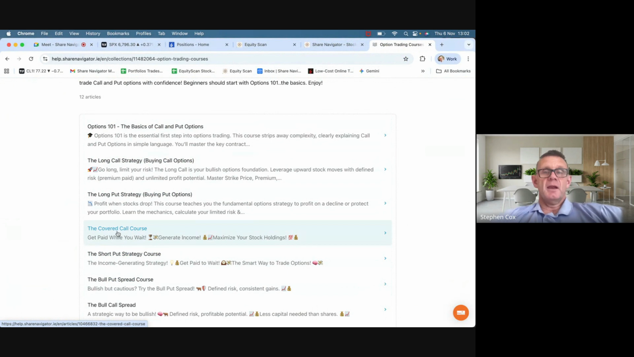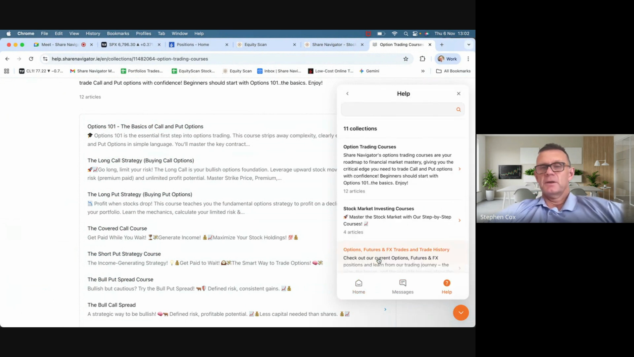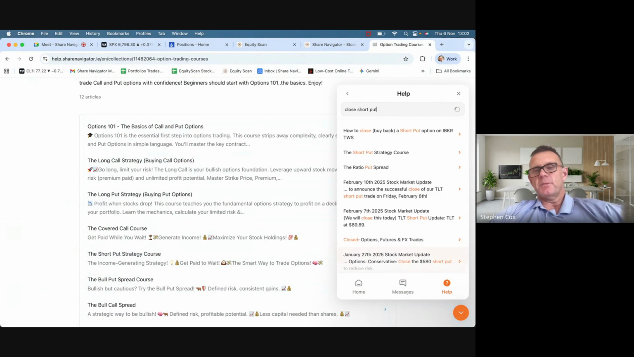But a little feature you mightn't be aware of: let's say, for example, I put out a trade saying I'm going to close down my short put option, and you're going, oh, how do I actually do that? If you come into the bottom right hand corner here and click on search for help, you could just type in there close short put, for example, right? And it's going to bring up every article I've written or every video. So how to close a short put option in IBKR or TWS, for example.